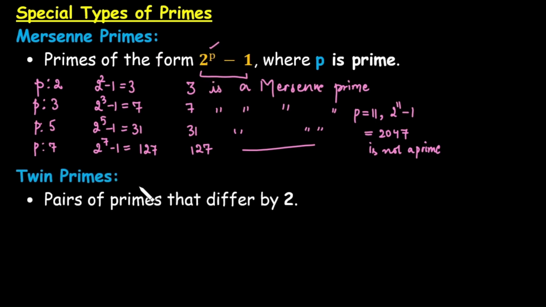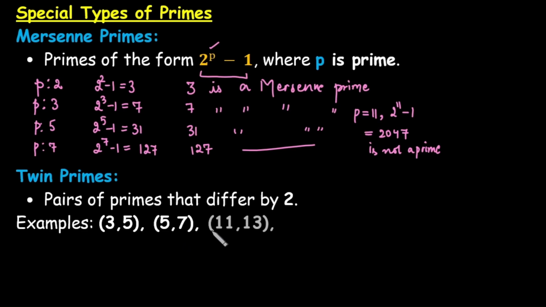The next type of prime number is the twin prime number. Twin primes are a pair of primes that differ by 2. For example, 3, 5. The difference is 2, so we call them twin prime numbers. The next twin primes are 5, 7, then 11, 13, then 17, 19. After this, we keep getting more twin prime numbers.